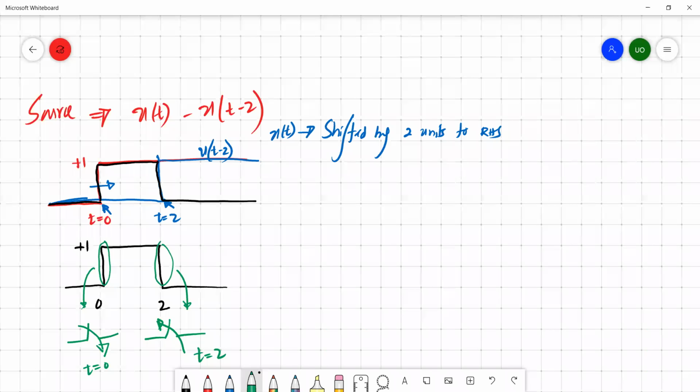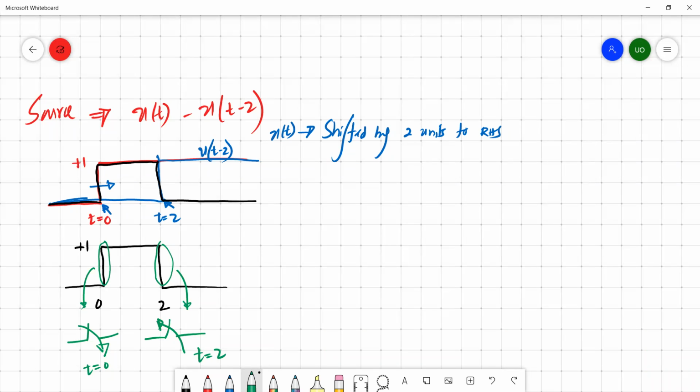By considering the other way, any kind of switching operation can be replaced with a unit step or a combination of unit steps. So rather than having the sources in the circuit, you may end up with scenarios where you can replace the existing voltage or current source with this unit step function or combination of unit step functions.